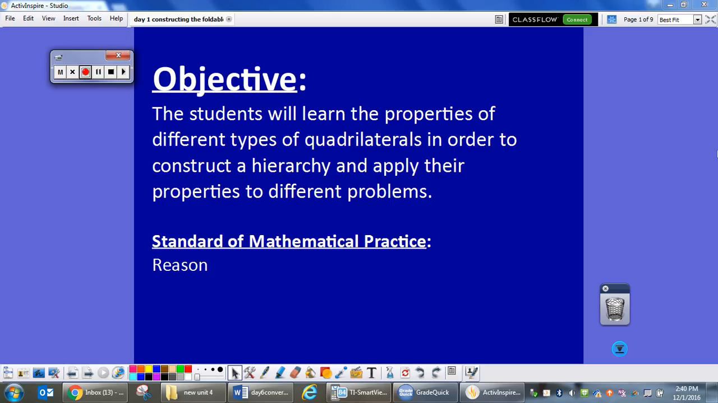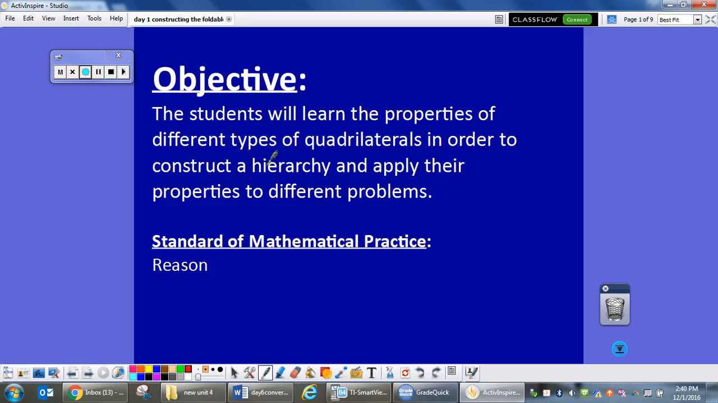So, I'm going to go through the steps of how to make this foldable so you can just follow along and go at your own pace. That way we can use it as a reference once we start working with our quadrilaterals. So your objective today is the students will learn the properties of different types of quadrilaterals in order to construct a hierarchy and apply their properties to different problems.